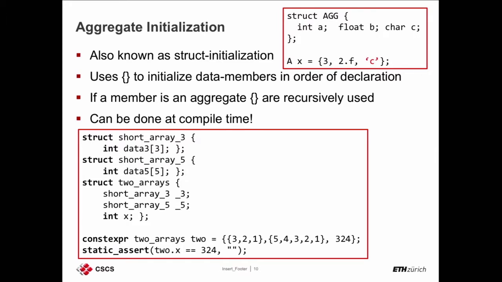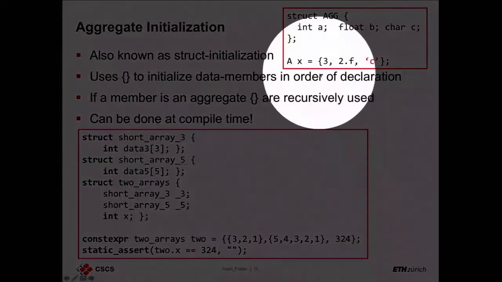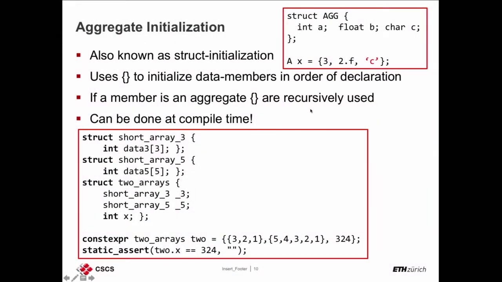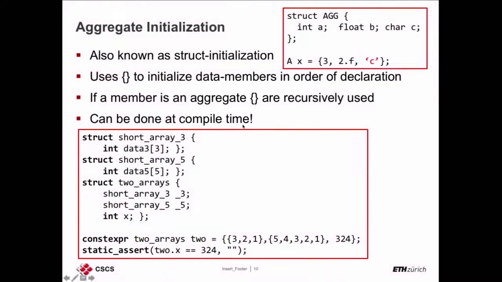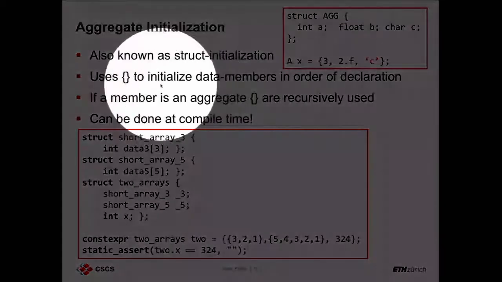What's interesting is that, of course, this is also recursively true. So if a data member of that class is also an aggregate, I can initialize it using the same syntax. And this can be done at compile time, right? So I can tell the compiler to initialize these values in my code directly. So suppose I have this very weird structure.